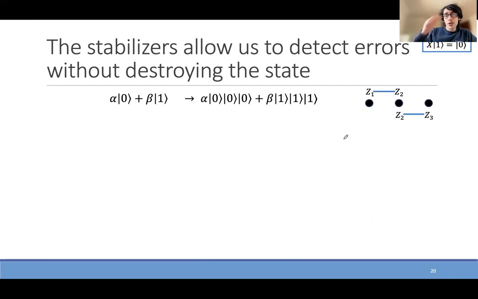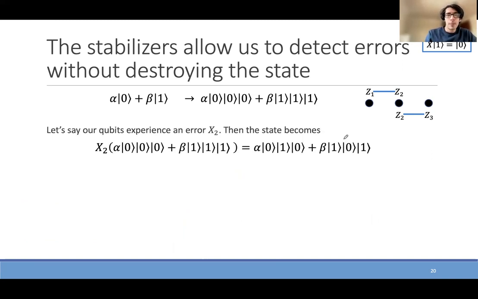And so what we're going to see now is that this allows us to actually detect errors. So let's say one of our qubits experiences an error. Let's say X2 happens accidentally. We accidentally apply the X2 operator. So what does this do? This X2 operator just acts on the second qubit and flips it.